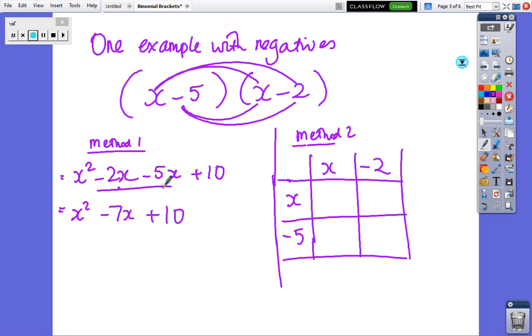So using the rectangle method, which some people are going to do, x times x is x squared, x times minus 2 is minus 2x, minus 5 times x is minus 5x, minus 5 times minus 2 is plus 10. Again, the diagonals, you look to see what they are. So we've got x squared minus 7x plus 10, same answer as before. Okay, so I think that might be the last. Let's have a look at the next page.